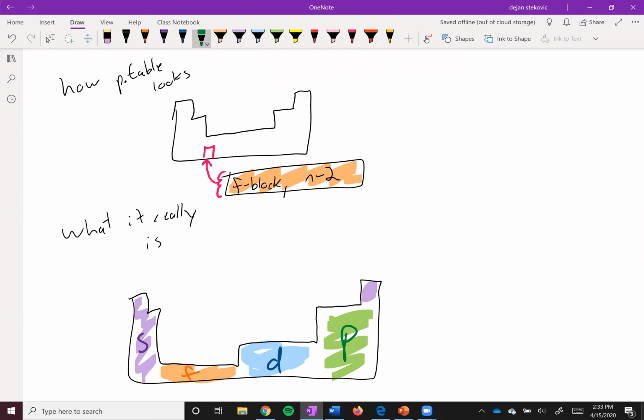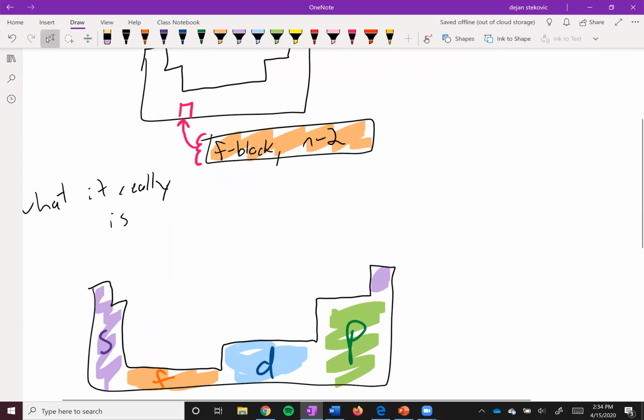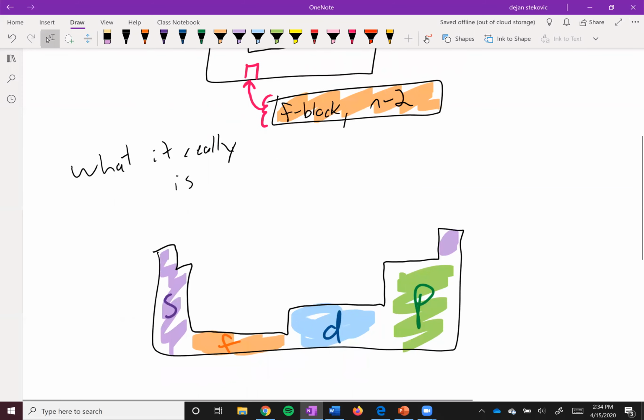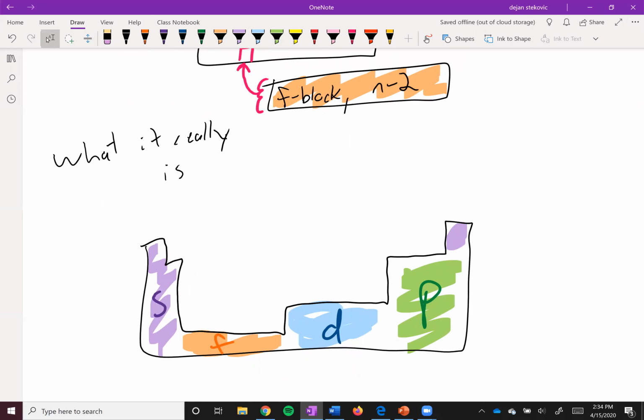Why don't we draw the periodic table like this? Well, because it's really wide, so it'd take up more than a piece of paper, and very few people actually use F block elements. The lanthanides are somewhat used. The actinides are all radioactive, so they have limited uses.